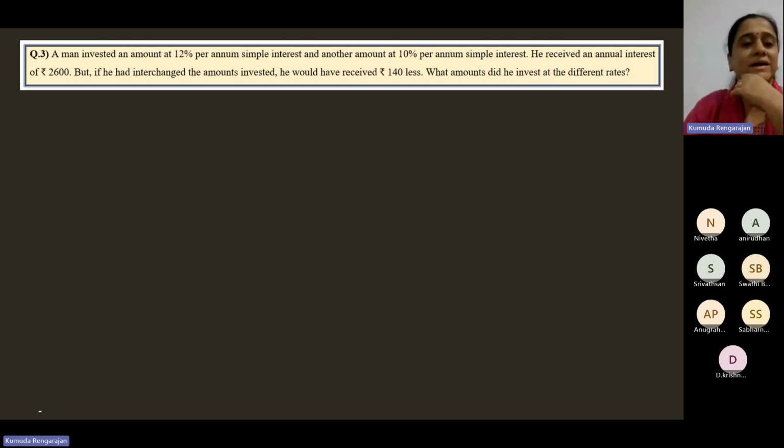So let's do it. A man invested an amount at 12% simple interest and another amount at 10% simple interest. He has some money, he divides it into two parts, not two equal parts, two parts. He invests one at 12% simple interest, another at 10% simple interest. Maybe his friend is a banker and he's forced. Otherwise, when something is giving higher returns, 12%, why would you invest at 10%? Maybe the banker who gives 10% is this guy's friend.